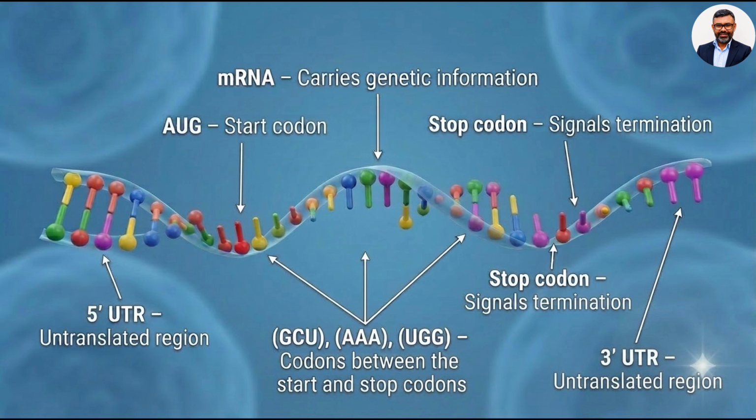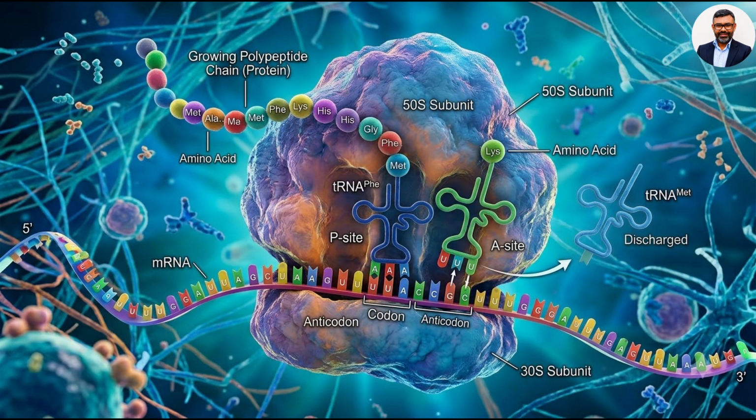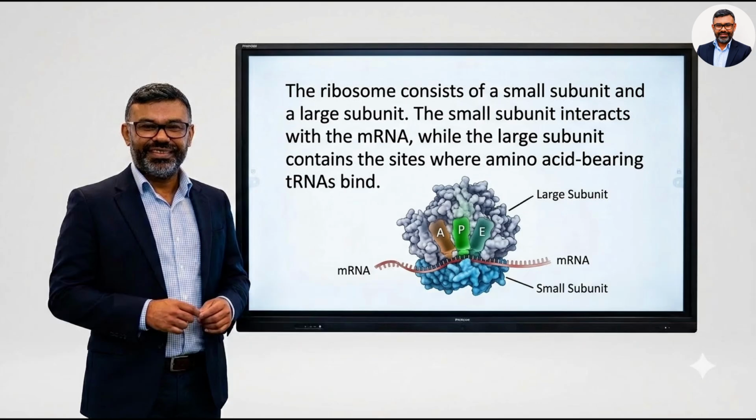Now that we have seen the message carried by mRNA, let us look at the structure that reads this message, the ribosome. The ribosome is made up of rRNA, or ribosomal RNA, and ribosomal proteins, about 80 different proteins. Together, they form the cellular machinery responsible for protein synthesis. The ribosome consists of a small subunit and a large subunit. The small subunit interacts with the mRNA, while the large subunit contains the sites where amino acid-bearing tRNAs bind.